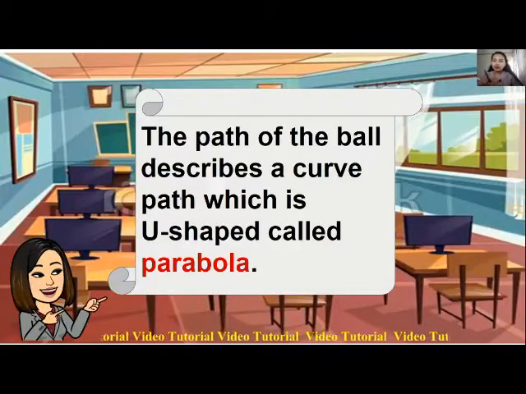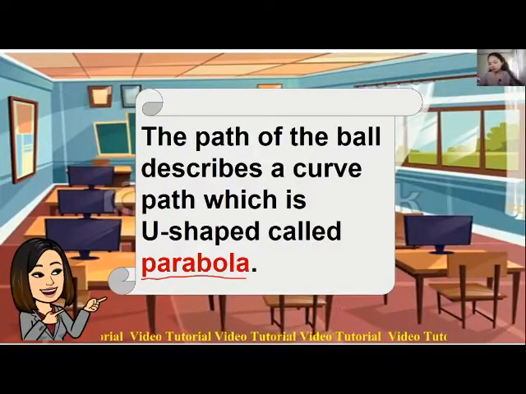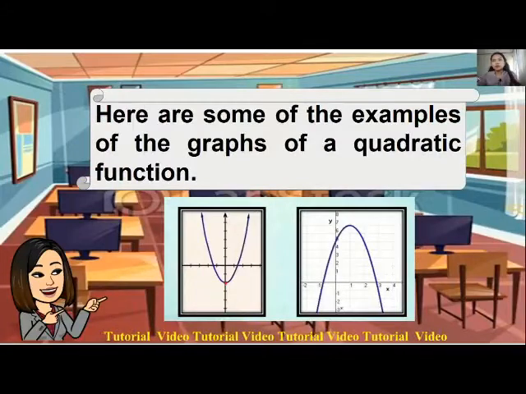So this curved line that is a U-shape is called a parabola. So the graph of a quadratic function is called a parabola. Here are some examples of the graphs of quadratic functions. This is a U-shape opening upward. And then the other one opens downward. I'm just showing you what the graph of a quadratic function looks like.